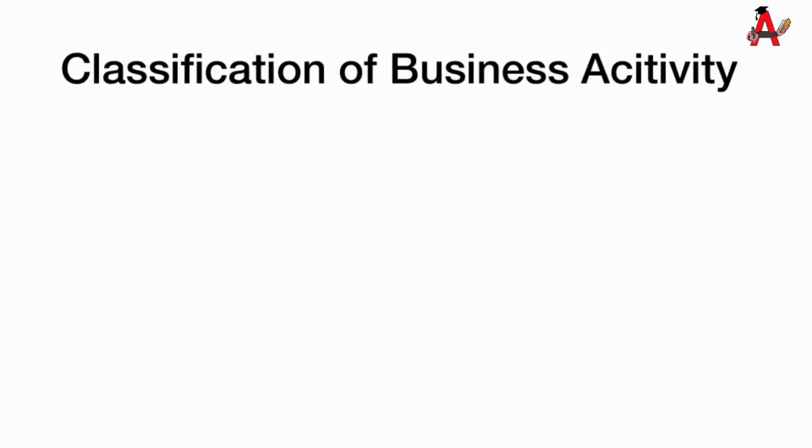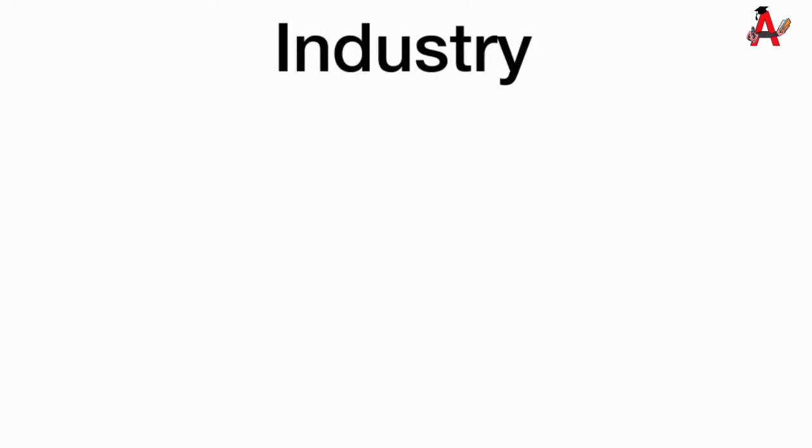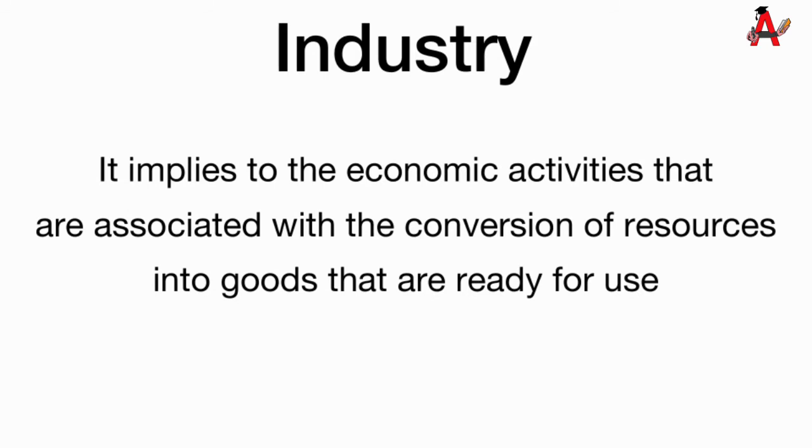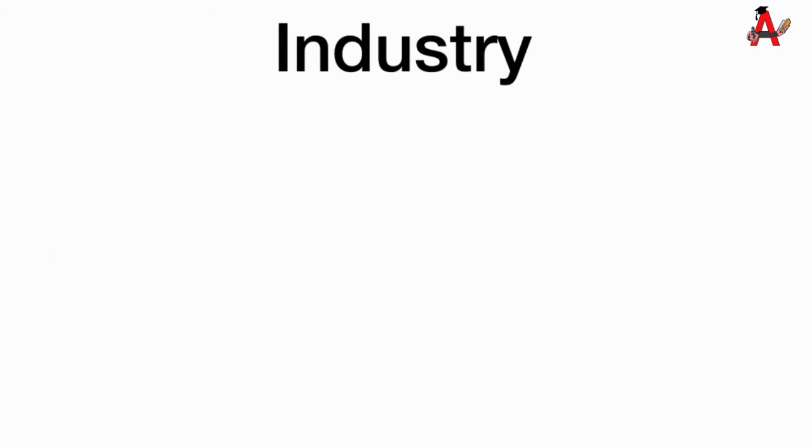In the third section, we are going to study classification of business activity. Business activities are broadly classified into industry and commerce. These are the two broad classifications. Industry implies the economic activities that are associated with the conversion of resources into goods that are ready for use, which means industry produces the goods.